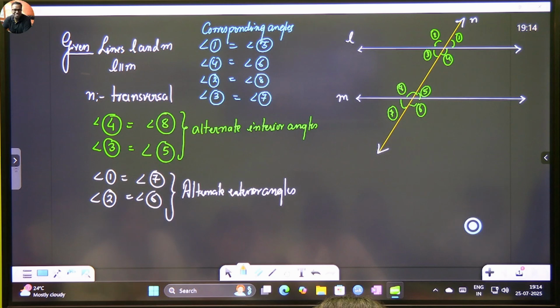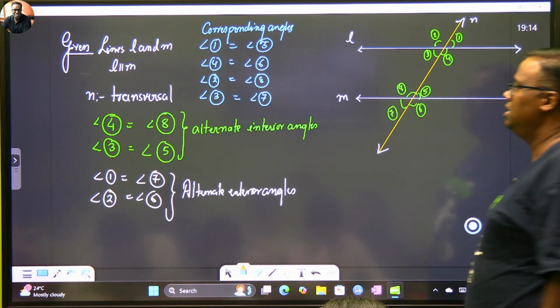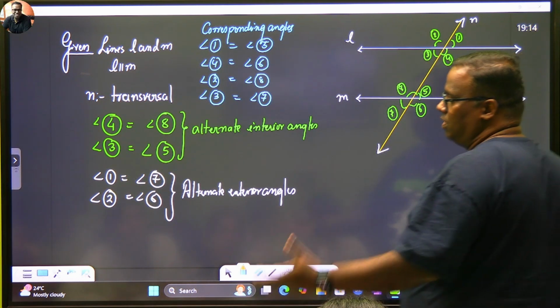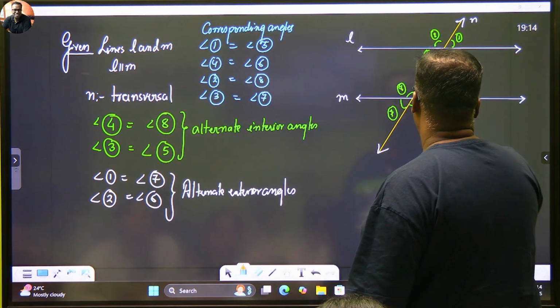Then there is something that we nowadays learn as consecutive angles. Nowadays people also call this co-interior. Saying consecutive makes it easier: consecutive interior, consecutive exterior. Okay, co-interior. So consecutive angles.